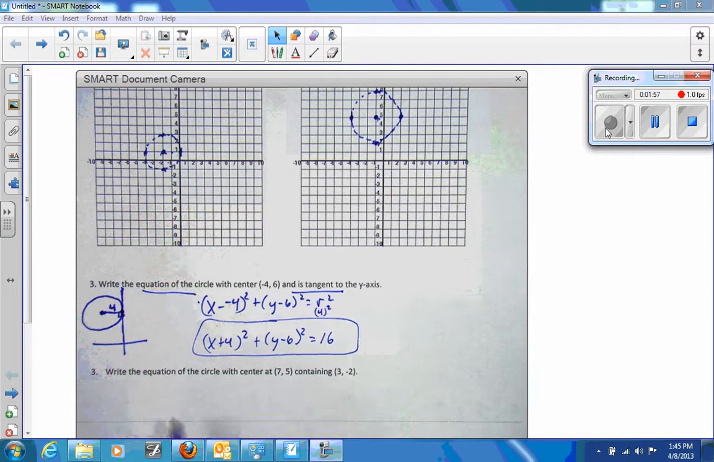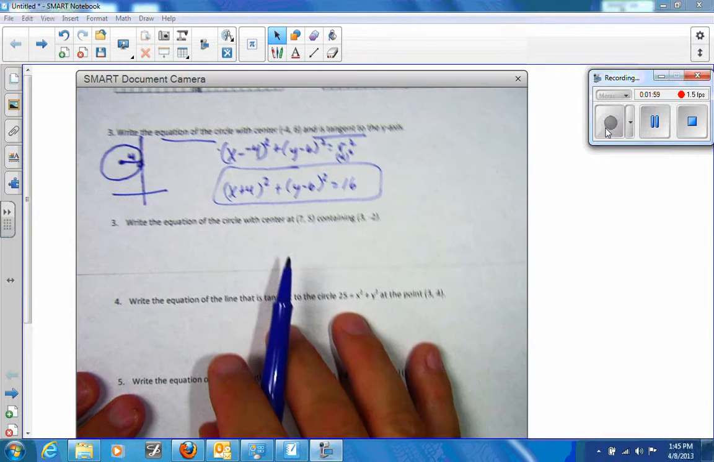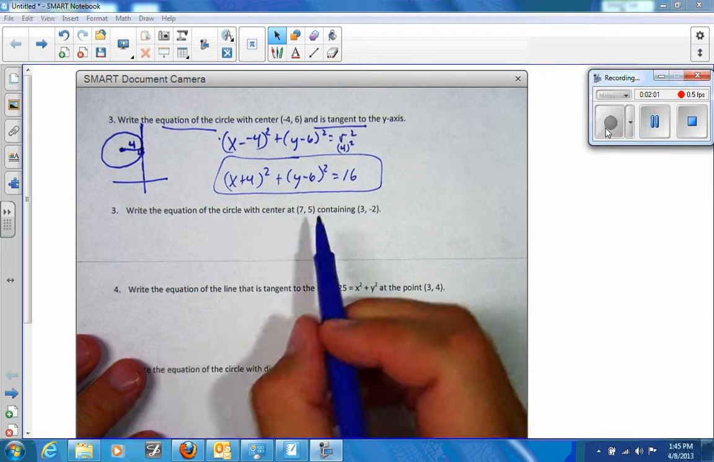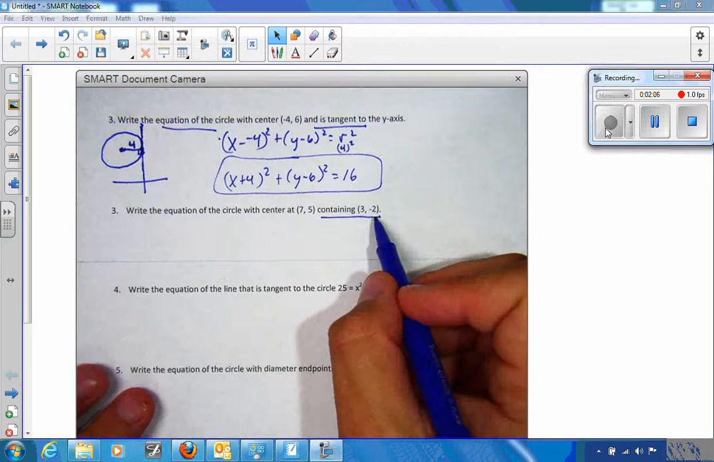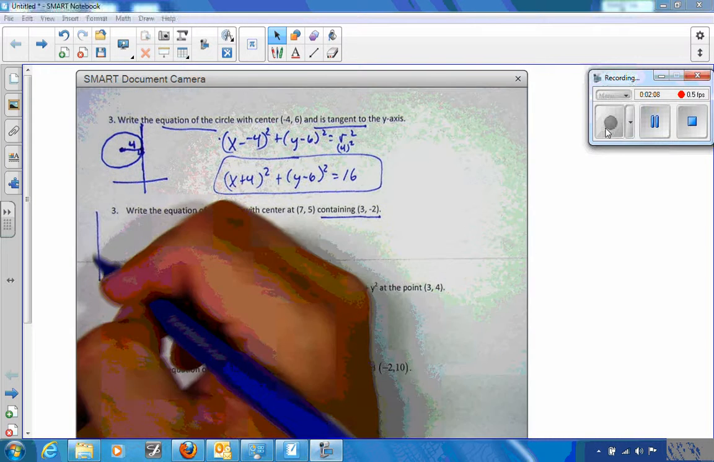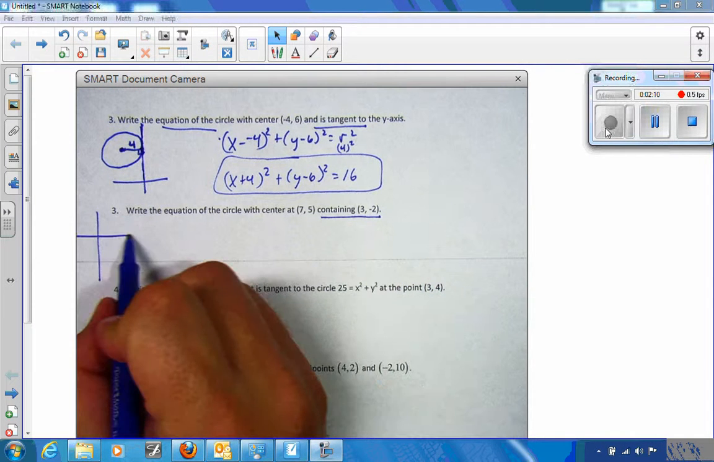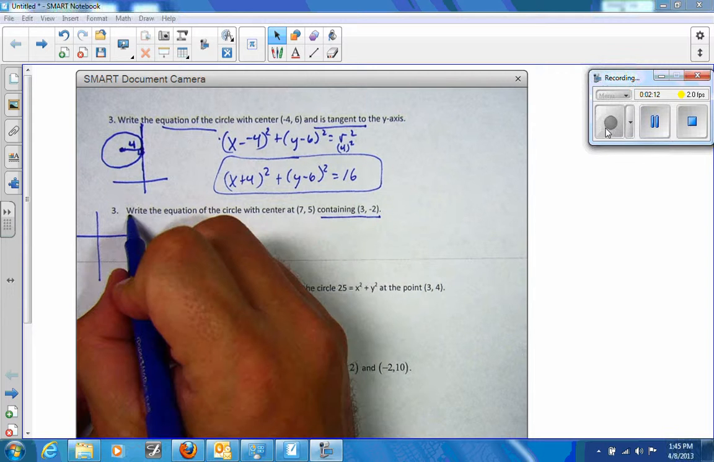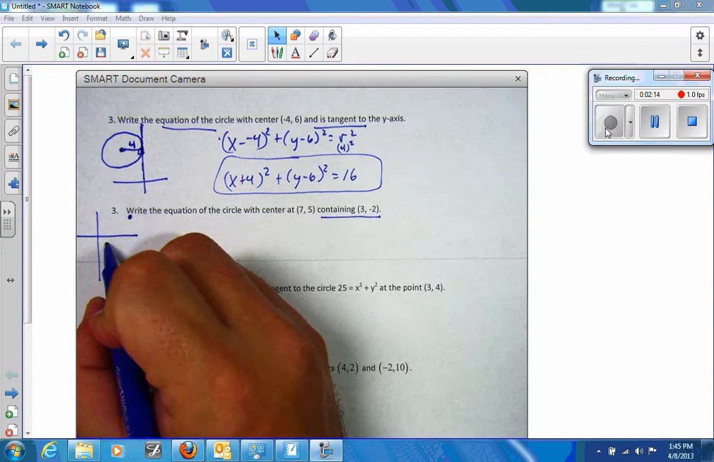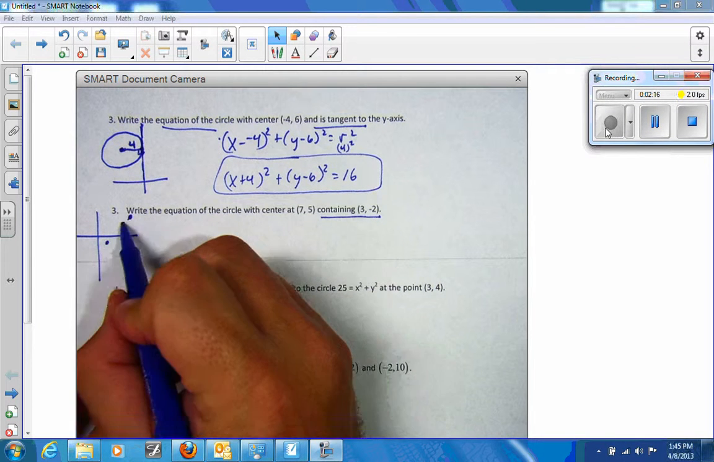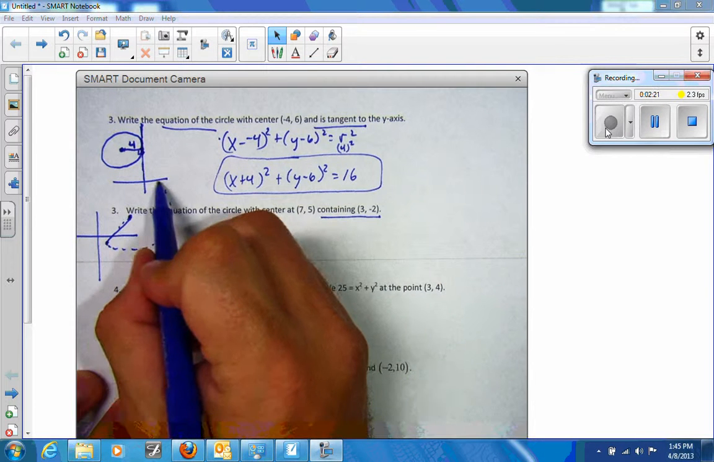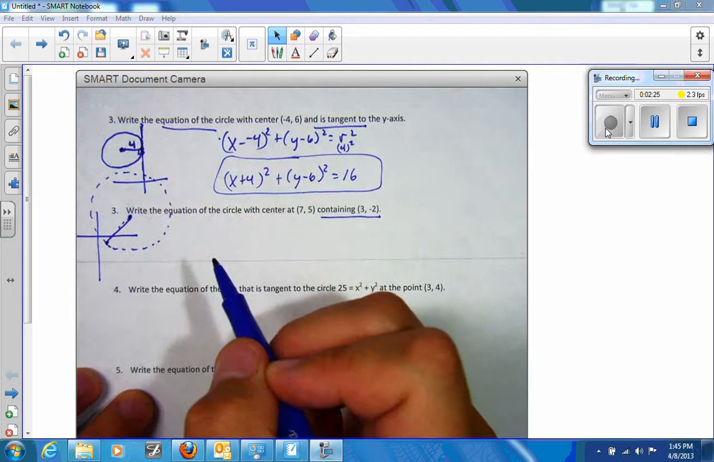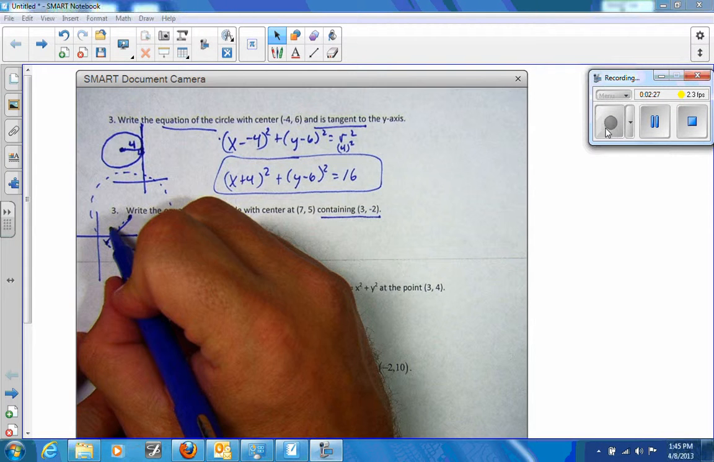All right, the next one is write the equation of the circle with a center at 7, 5 and contains the point 3, negative 2. When it says contains a point, that means that point is on the edge of the circle. So if I were to graph it, and I'm at 7, 5, let's say it's out here, and 3, negative 2, all right, so when I graph that, that's my radius. It's going to be something like this. So my circle is going to look something like that. Well, I need to find this distance here.